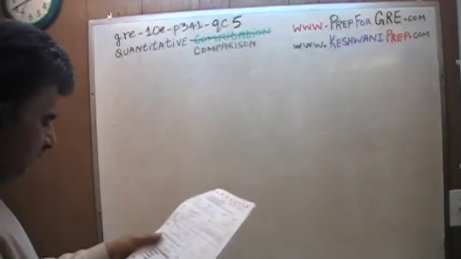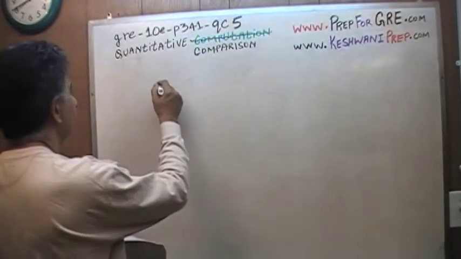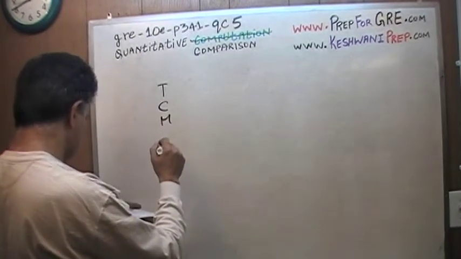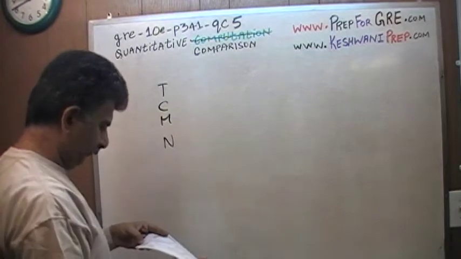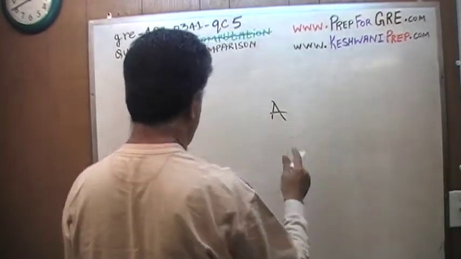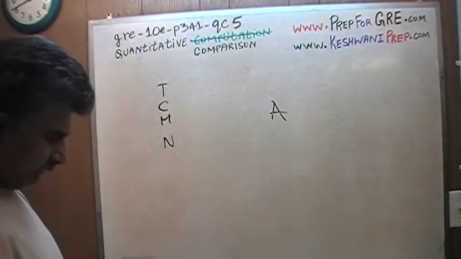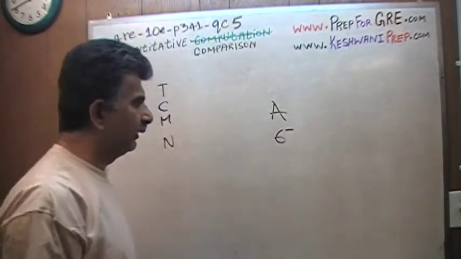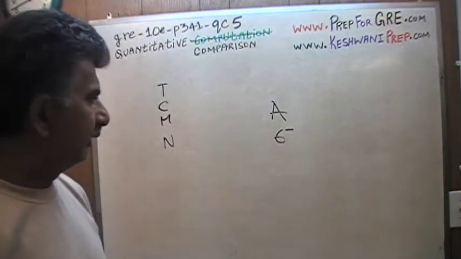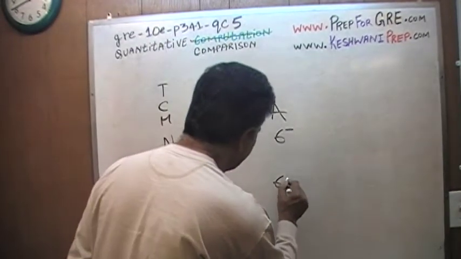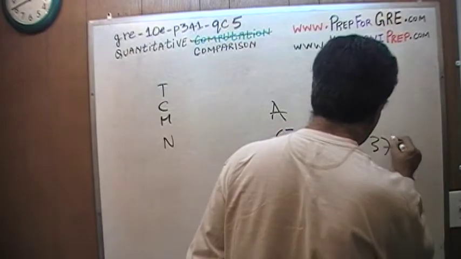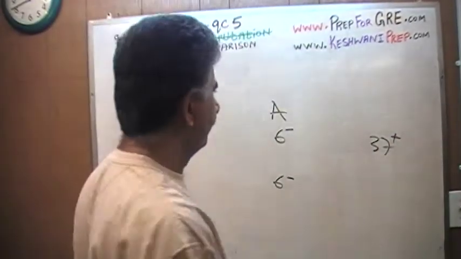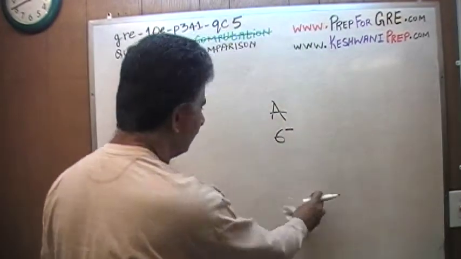They want us to compare the sum of the areas of Texas, California, Montana, and New Mexico versus Alaska. But Alaska, as we can see, is a little under 6. This is how we write it. It's a little under 6, with a 6 with a little minus sign on the top. Little over 37. That's how we write it. So it's a little under 6.